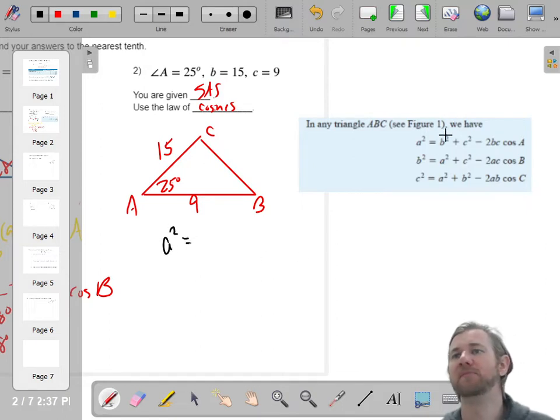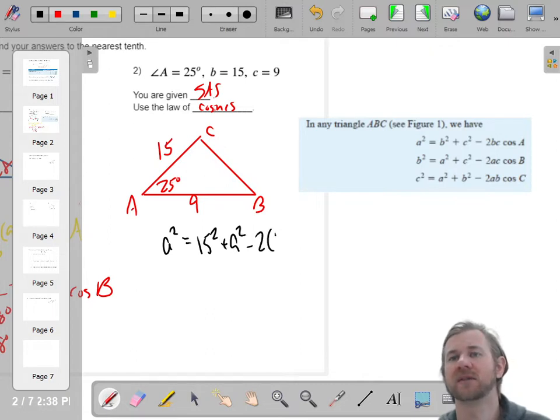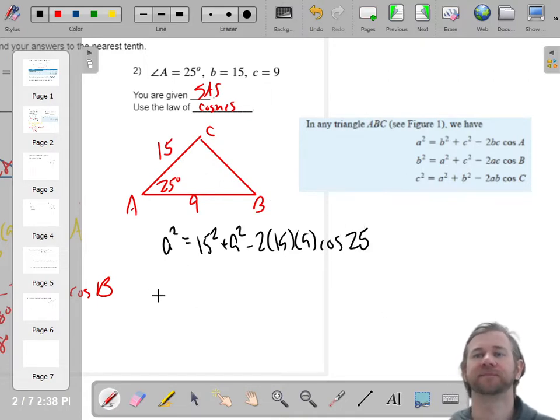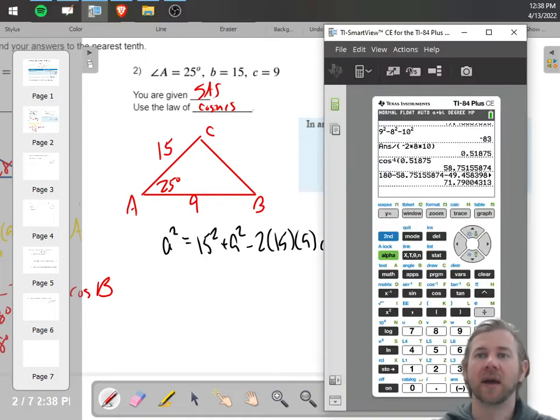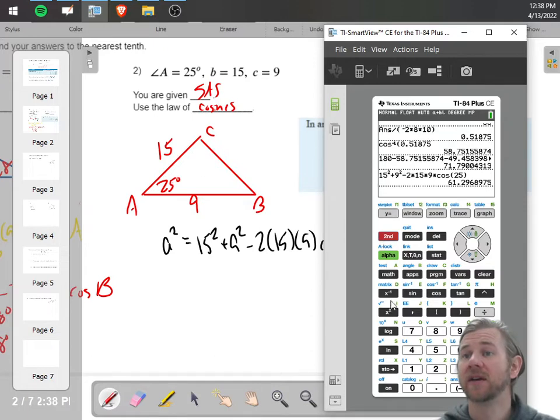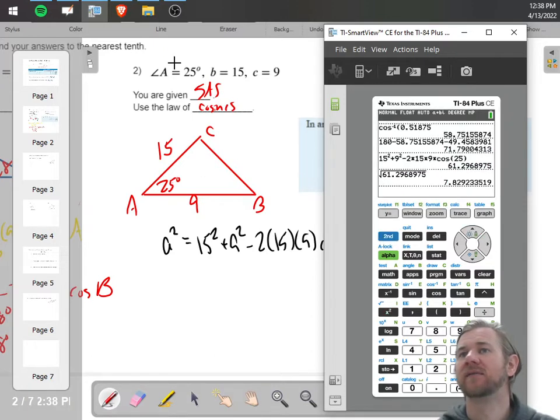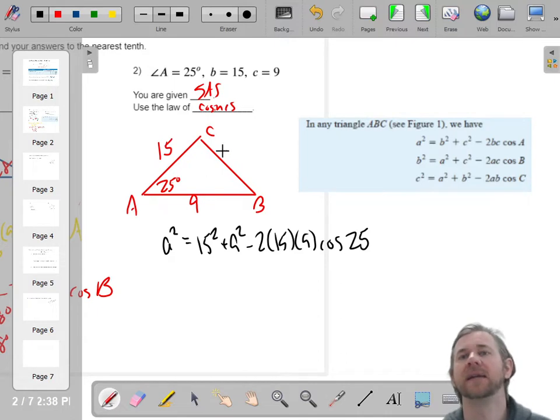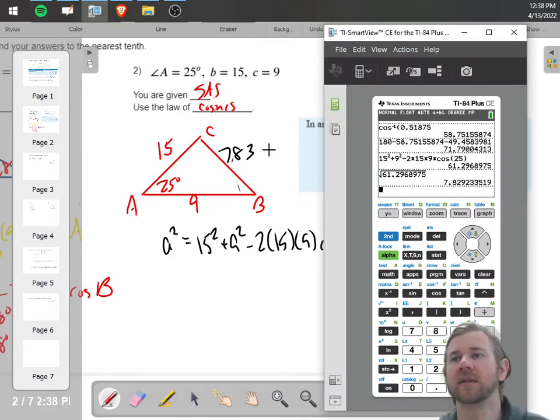A squared is b squared plus c squared. So 15 squared plus 9 squared minus 2 times 15 times 9 times the cosine of, we do know angle A is 25. So since you know everything on this side of the equation, this is a lot easier to type in. I'm just going to go ahead and plug it all in. 15 squared plus 9 squared minus 2 times 15 times 9 times the cosine of 25. That is the squared. You need to square root that to get 7.8. So little a is 7.8. I think it's 7.83. Yeah, 7.83.